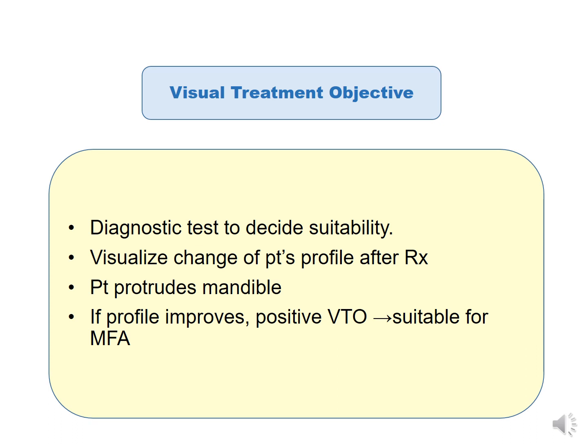Now, a word about visual treatment objective. Visual treatment objective, or VTO, can be a useful diagnostic test to decide the patient's suitability for treatment with myofunctional appliances. This involves visualizing the change of the patient's profile after treatment. The patient is asked to protrude the mandible into an edge-to-edge incisor relationship, and after doing this, if the profile improves, it means the VTO is positive and the patient is suitable for treatment with myofunctional appliances.